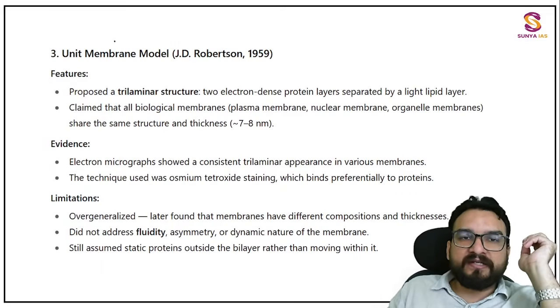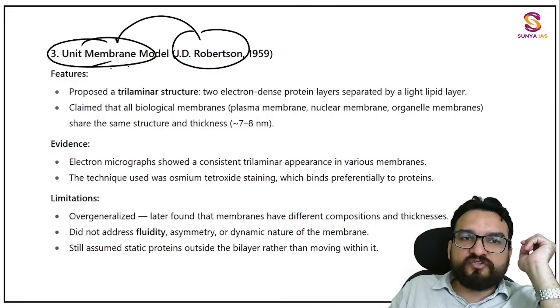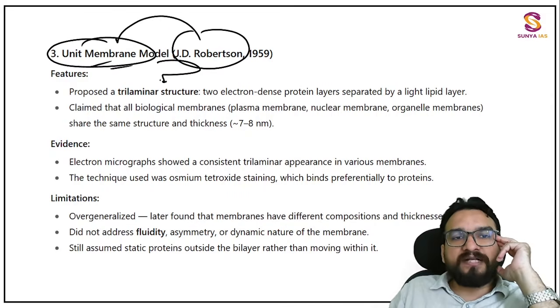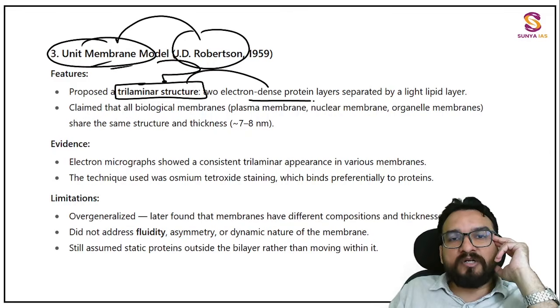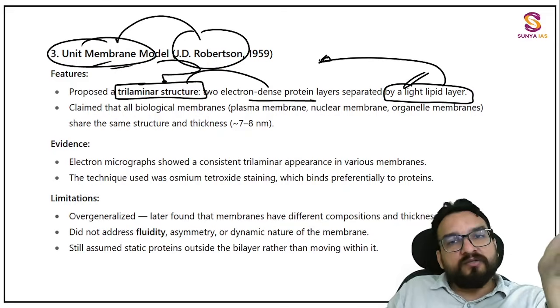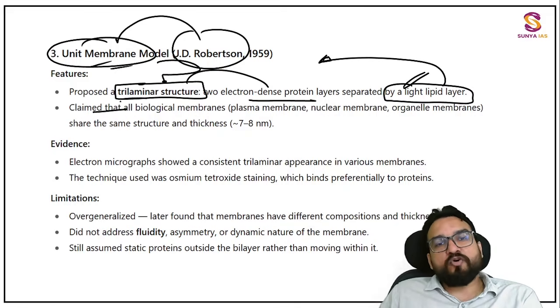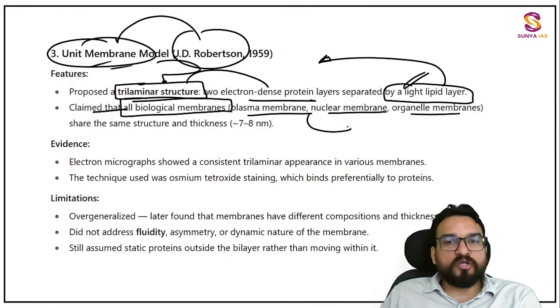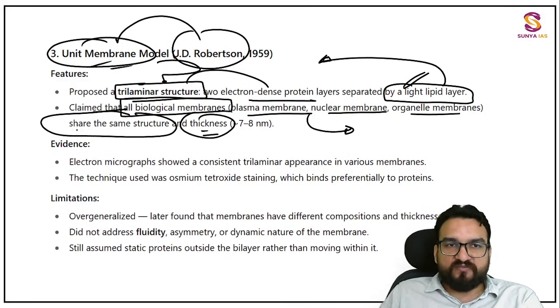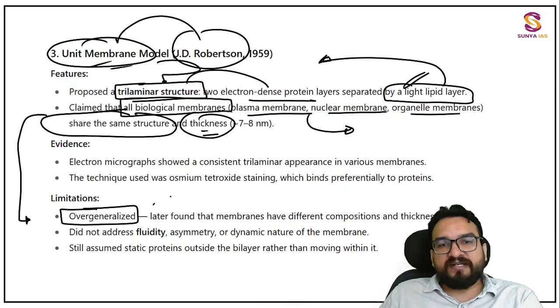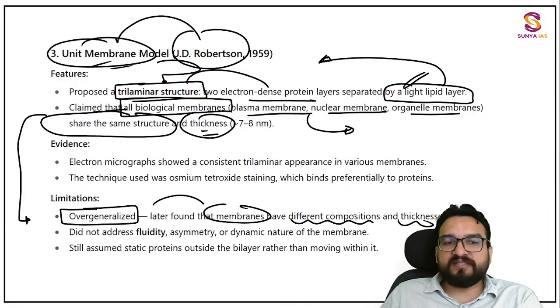Then J.D. Robertson came over here and gave the unit membrane model. He proposed a trilaminar structure: two electron-dense protein layers separated by a light lipid layer. Again, this was already explained by the sandwich model. Then what extra thing did he give over here? He claimed that all biological membranes, the plasma membrane, nuclear membrane, and organelle membranes, which you are going to learn later on also, have the same structure and thickness, which was proved wrong later on, because he overgeneralized and it was later found that membranes have different composition and thickness.